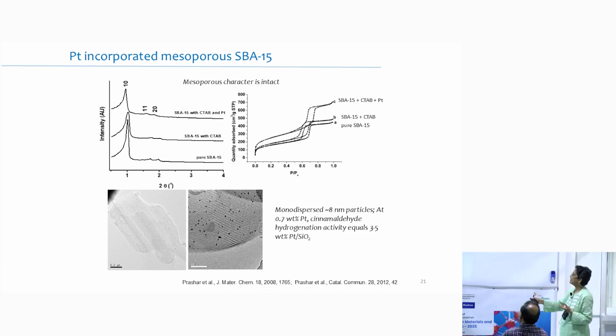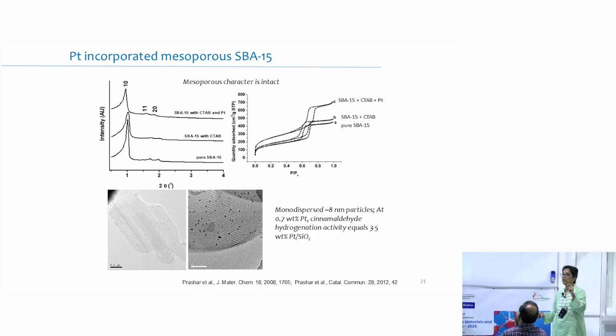And if you look here, you can see that it is monodispersed, like 8 nanometer plus or minus 0.001 nanometer variation only, very small variation. Very highly monodispersed particles could be seen inside the channels. And at 0.7 weight%, so cinnamaldehyde hydrogenation I showed, right? The 8 nanometer particles are very good for cinnamaldehyde hydrogenation.